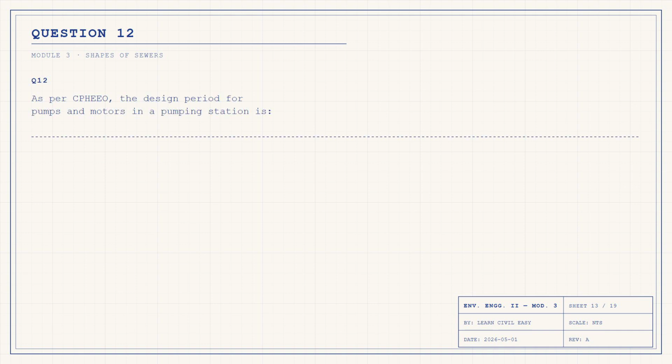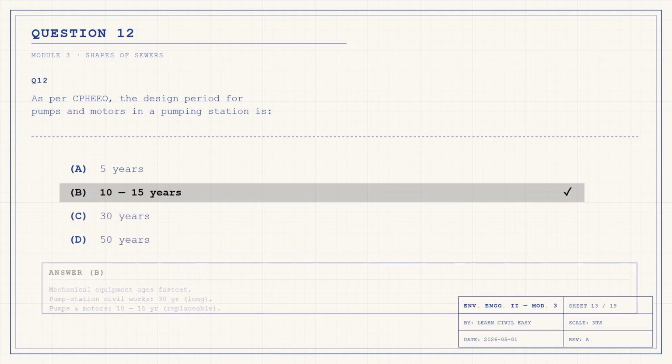Question 12. CPHEEO design period for pumps and motors. The correct answer is B, 10 to 15 years. Mechanical equipment ages much faster than civil works. Pump station civil works last 30 years, but the pumps inside need replacement every 10 to 15 years.